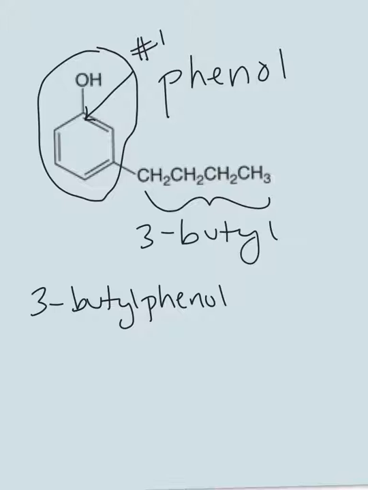Another way that you could name this would be to notice that the OH group and the butyl group have one empty carbon between them. So they're in the meta position relative to each other. So another way you could name this would be M for meta, butylphenol. And that's it.